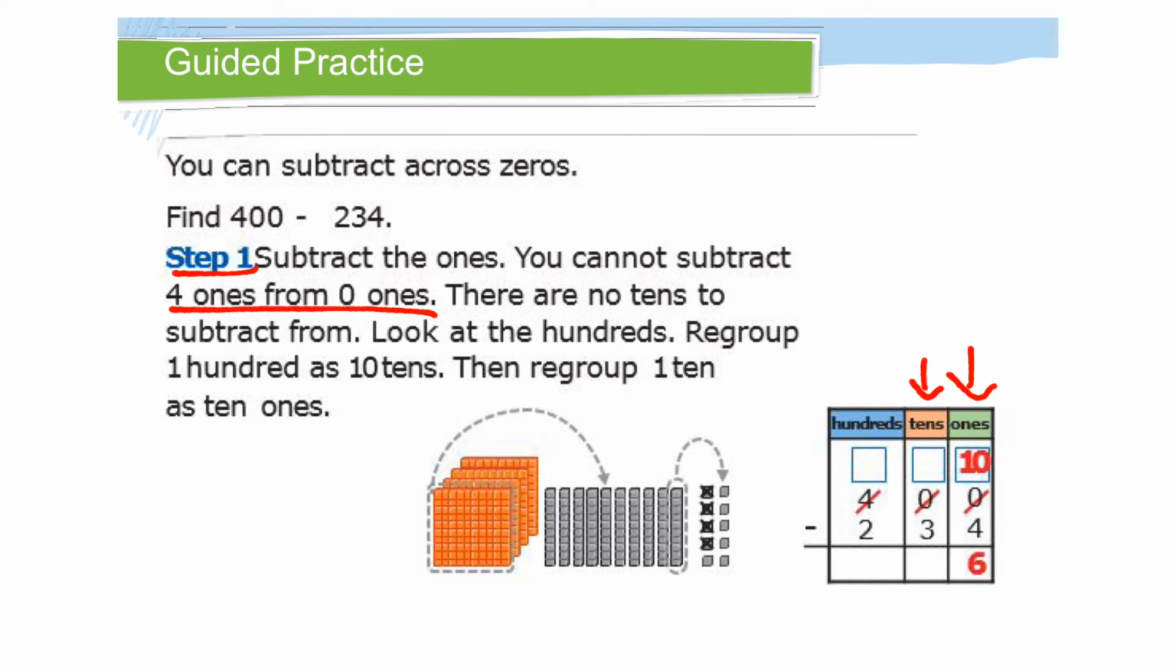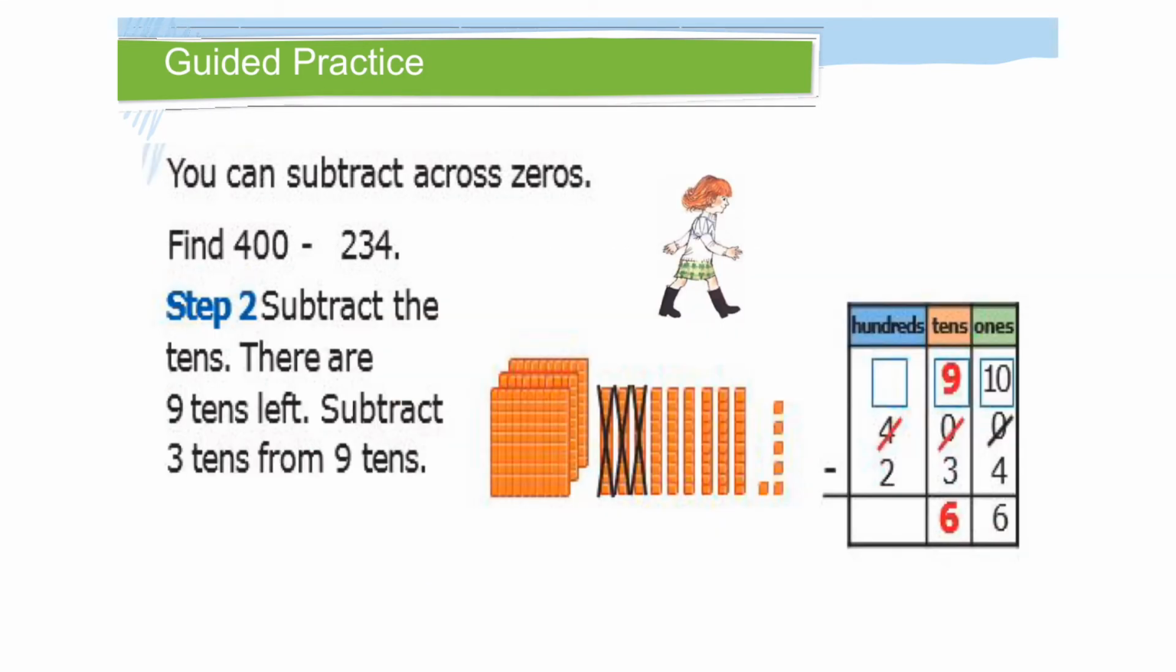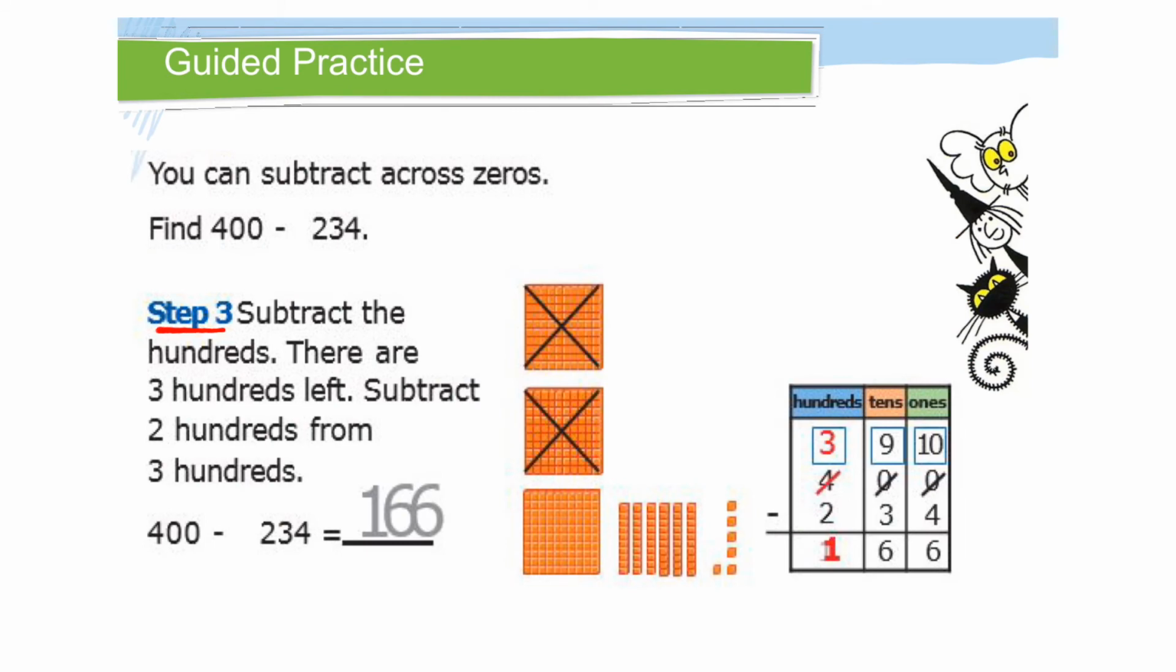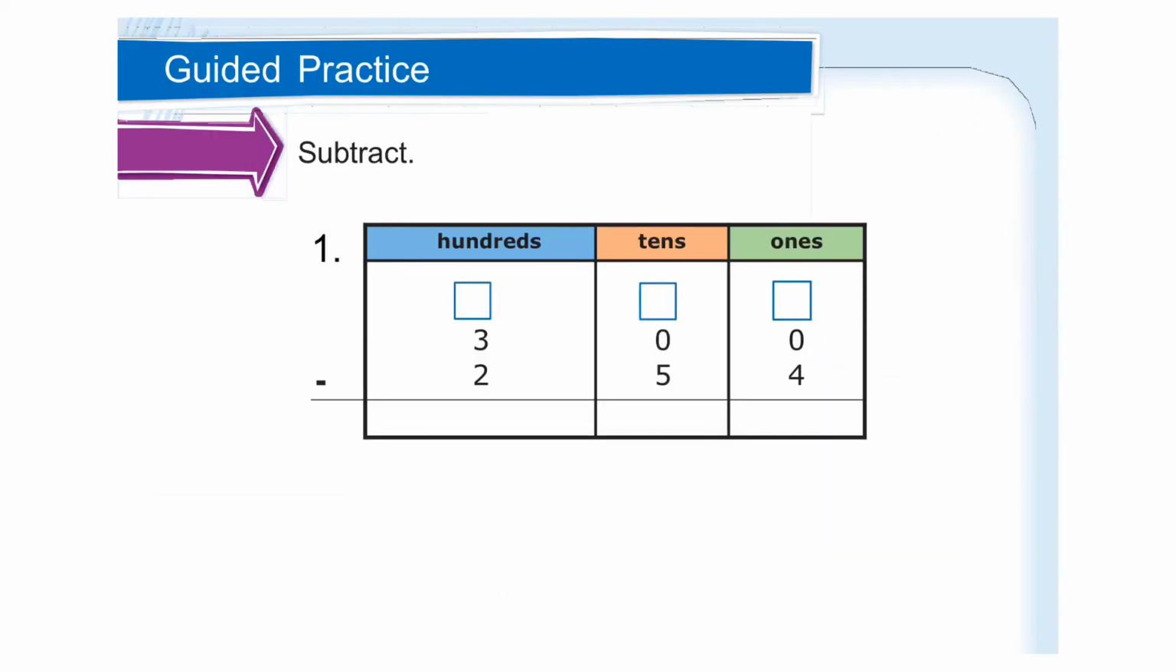Since 0 is there, I look at the hundreds. I regroup 100 as 10 tens, then I regroup 110 as 10 ones. Step number 2, I subtract the tens. Now I have 9 tens left. Subtract the 3 from 9 tens equals 6. Step number 3, I subtract the hundreds. Now I have 3 hundreds left. I subtract 2 hundreds from 3 hundreds. The difference is 166. Let's practice more problems.